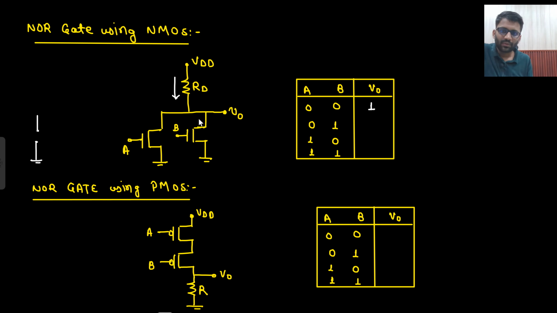If A is 0 and B is 1, if B is 1, that means this will be shorted. And here you are collecting your V naught.